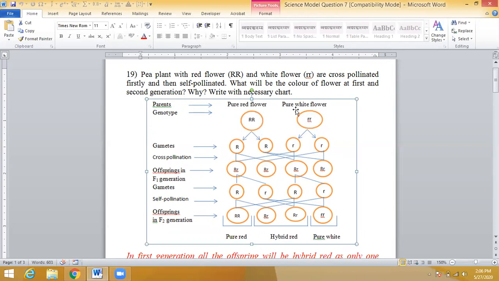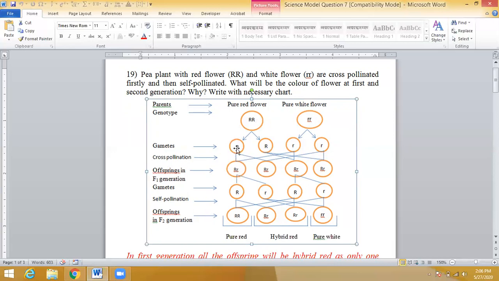Now this is the genotype, the genetic makeup. We all know that capital R can produce two kinds of gamete, capital R or capital R. Small r can also produce two kinds of gamete, small r or small r. These are the gametes formed by meiosis cell division. After that, these gametes will cross-pollinate, and for that we use the law of multiplication of brackets. First we multiply the first gamete with the first gamete. Capital R comes from here, small r comes from here. So this is capital R, small r. This is the first offspring.